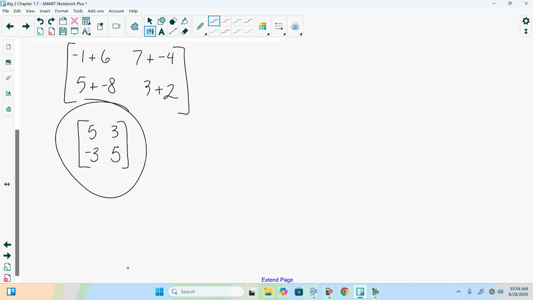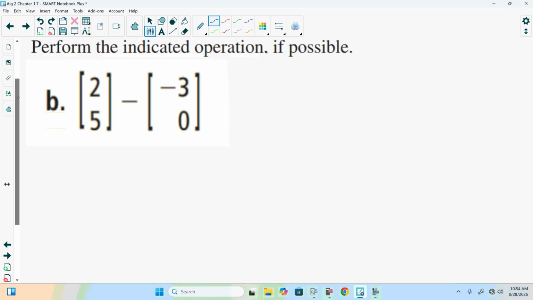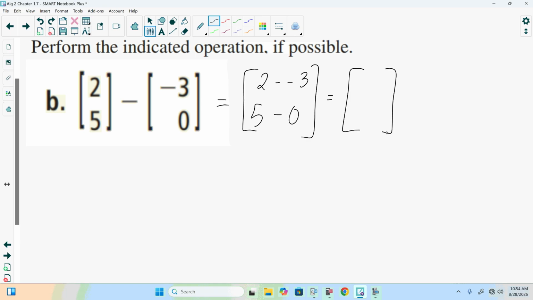Let's look at the next one. 2 by 1 minus a 2 by 1. Two minus -3. 5 minus 0. 2 minus -3 is 5. 5 minus 0 is 5, so 5, 5.